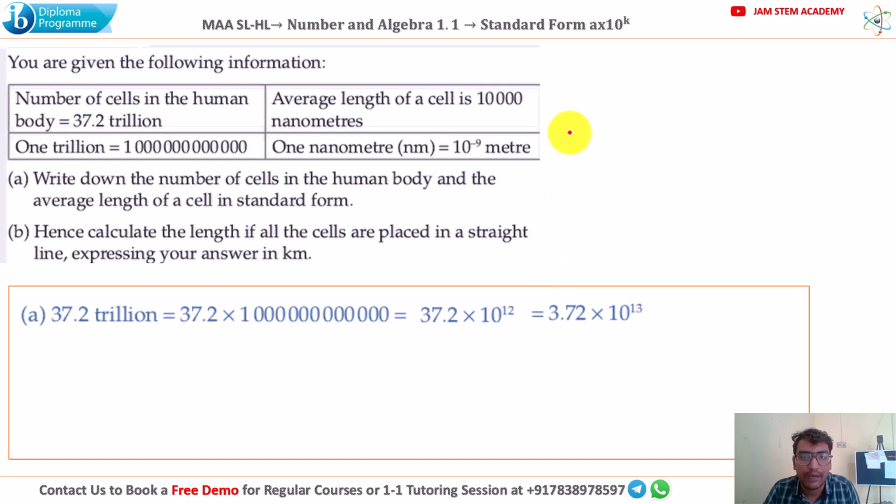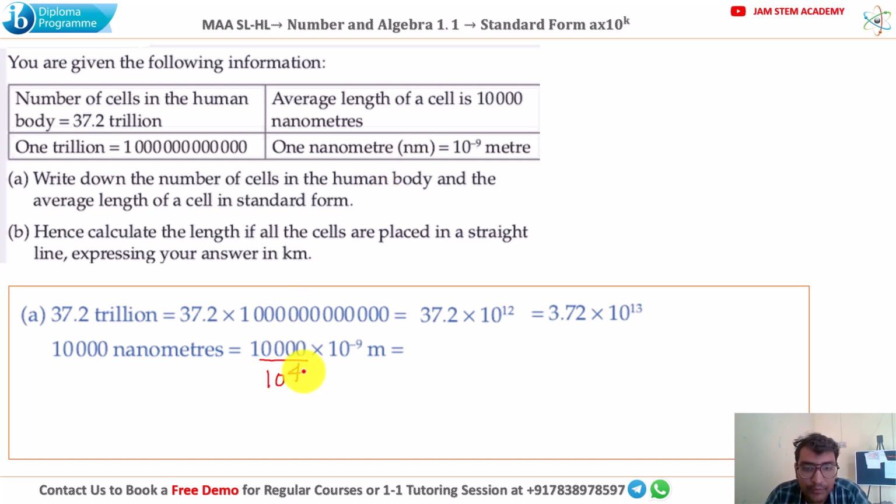Second part, average length. It is 10,000 nanometers. Again we need to convert this to standard form. So 10,000 times 10 raised to the power minus 9. I can write this as 10 raised to the power 4 multiplied by 10 raised to the power negative 9. Since the bases are the same and these two terms are in multiplication, the powers will get added up. So you will have 10 raised to the power 4 minus 9, which is minus 5. So we finally have our answer as 10 raised to the power minus 5.